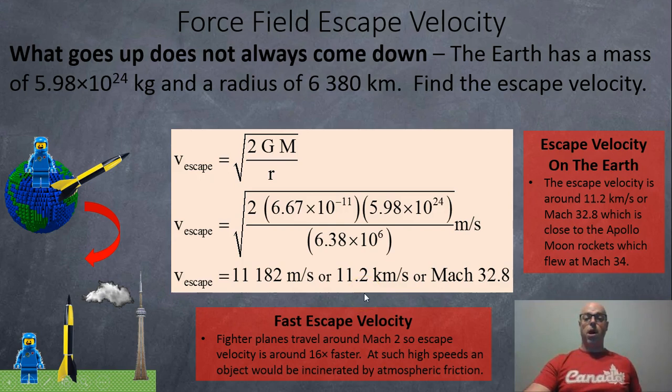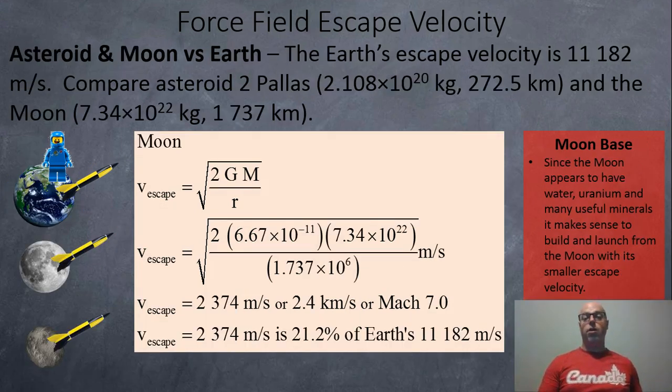So going from Barrie to Toronto in Canada, that's like a 9-second trip at that speed. And that turns out to be Mach 32.8, so almost 33 times the speed of sound. Interesting fact, the Apollo rockets were traveling at 34 times the speed of sound on their way to the moon and back. Now, also, if you compare it to a fighter plane, fighter planes are around Mach 2. This is 16 times faster than a fighter plane. Pretty fast. So, if you try to do that in the atmosphere, you're probably going to get incinerated.